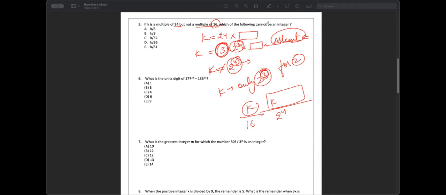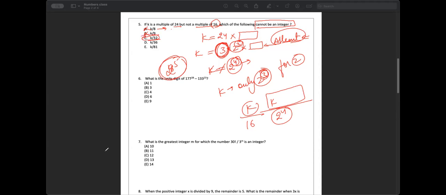So which of the following cannot be an integer? K by 8, 8 is 2 raised to power 3, definitely would be an integer, out. K by 9, there is no limitation on how many 3s it can have. It doesn't say it is not divisible by 3 raised to power something. That means any number can be there. K by 32. 32 is what? 2 raised to power 5. So if it is not divisible by 2 raised to power 4, how can it be divisible by 2 raised to power 5? That's your answer.